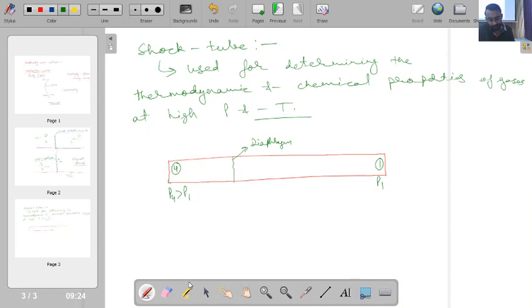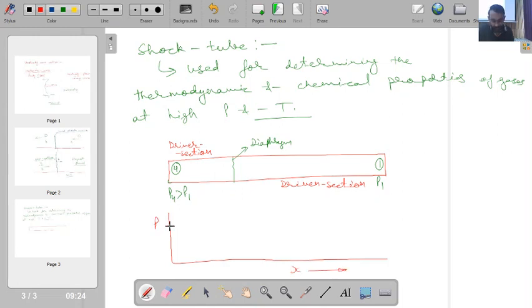Now in this type of situation, if I break the diaphragm, obviously I have a pressure difference. Because of that pressure difference, I will be finding certain wave motions over here. Particularly in this situation, the section which has high pressure is called the driver section, and the section which has low pressure is called the driven section.